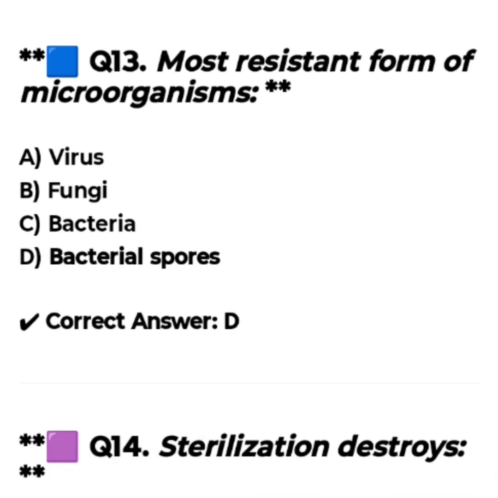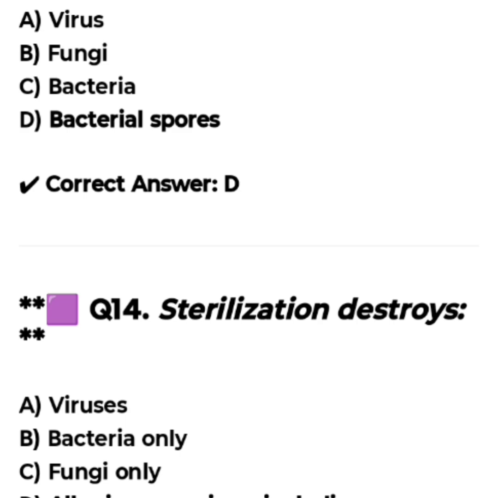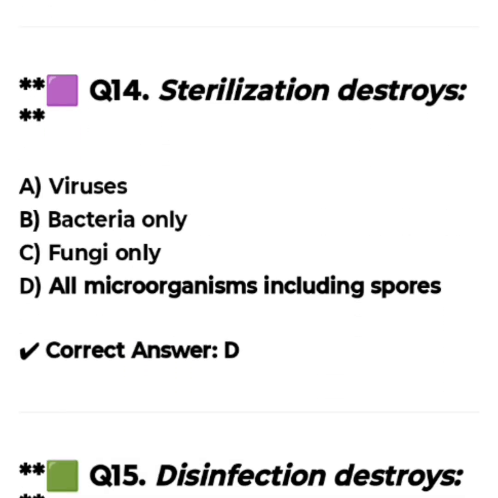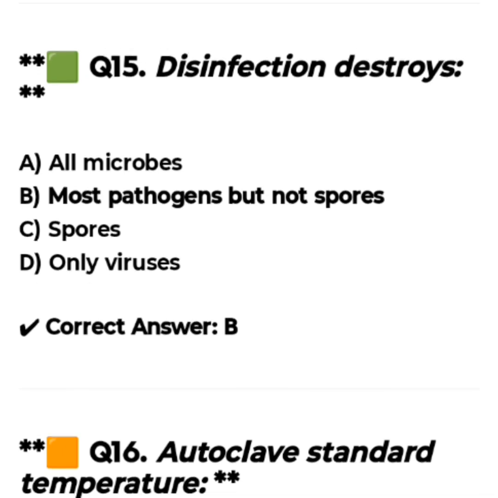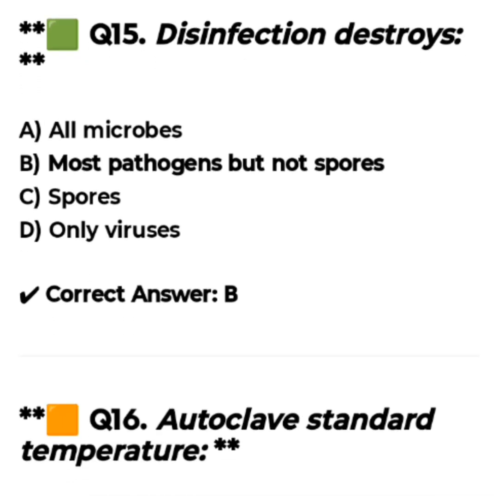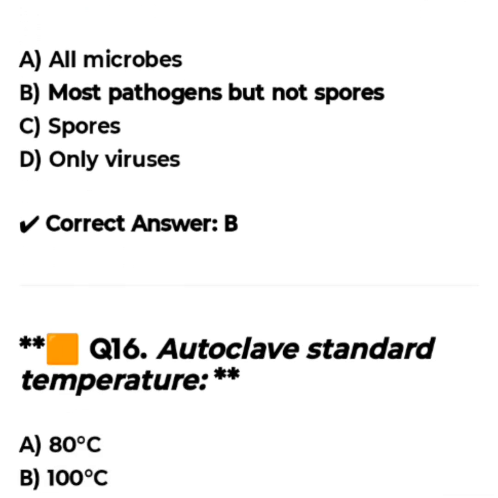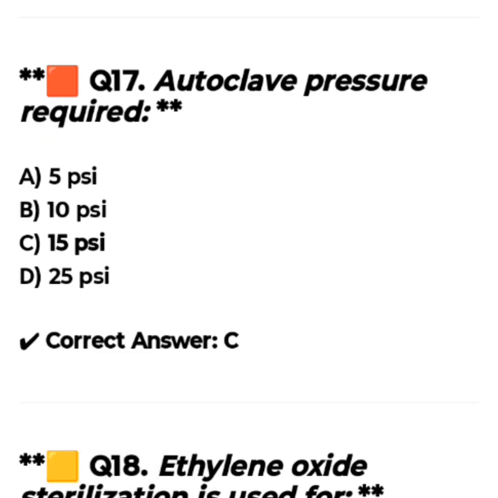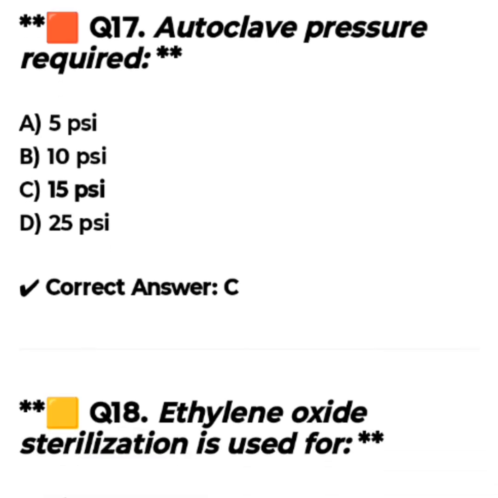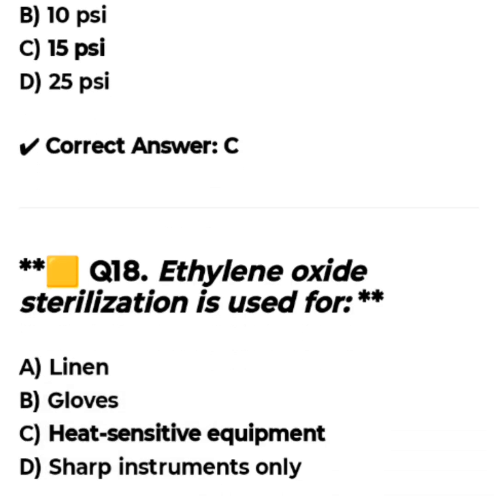Most resistant form of microorganism. The correct answer is option B, bacterial spores. Sterilization destroys. The correct answer is option D, all the microorganisms including spores. Disinfection destroys. The correct answer is option B, most pathogens but not spores. Autoclave standard temperature. The correct answer is option C, 121 degrees Celsius. Autoclave pressure required. The correct answer is option C, 15 psi.